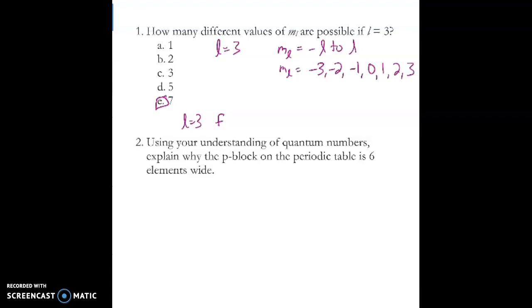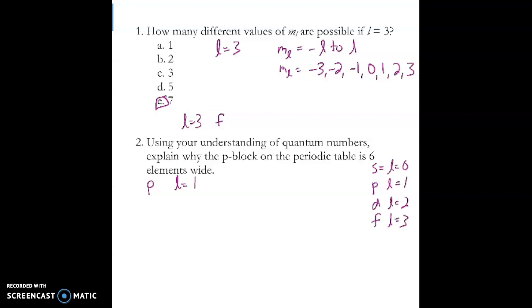We're now going to look at question number 2. Using your understanding of quantum numbers, explain why the p block on the periodic table is 6 elements wide. So the p block is the same as when l equals 1. We know that s is for when l equals 0, p is when l equals 1, d is when l equals 2, and f is when l equals 3.